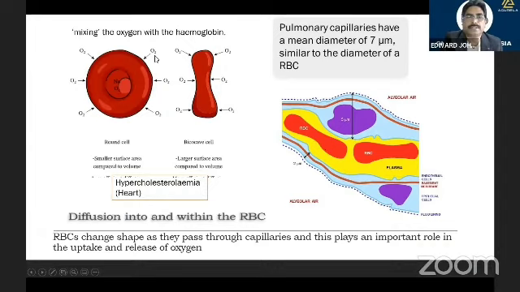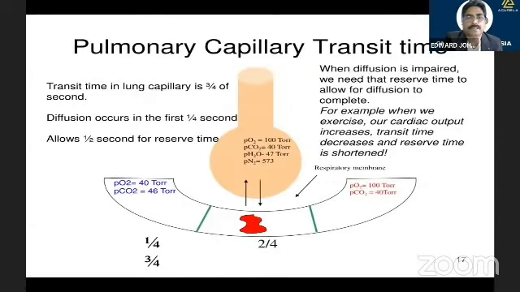Then the third thing is the mixing of the oxygen within the hemoglobin, the mixing of the oxygen with mitochondria. So there is a third advantage of this squeezing of the RBC inside the pulmonary capillaries. This happens not only in the pulmonary capillaries, it also happens in the tissue capillaries and aids in the uptake of the oxygen from the tissue capillaries. Another most important thing is the pulmonary capillary transit time. What is that? The transit time of the pulmonary capillary is 3/4 of a second.